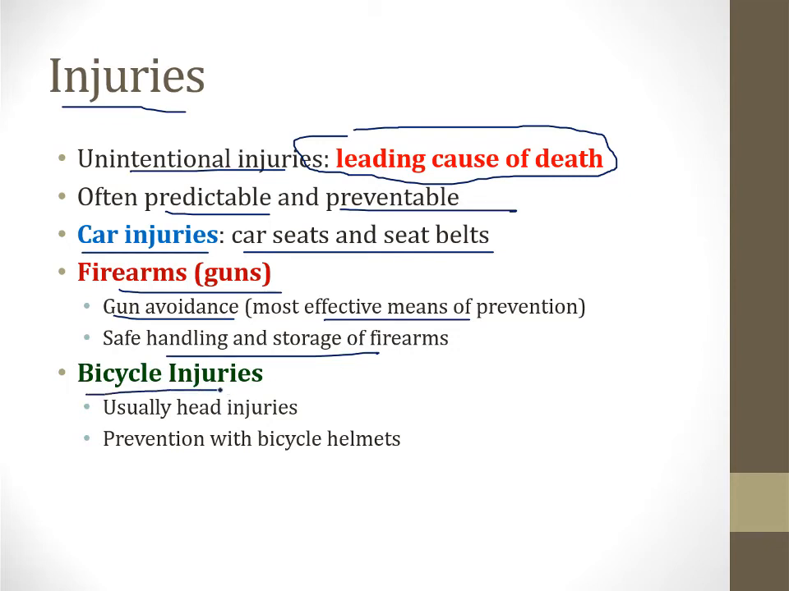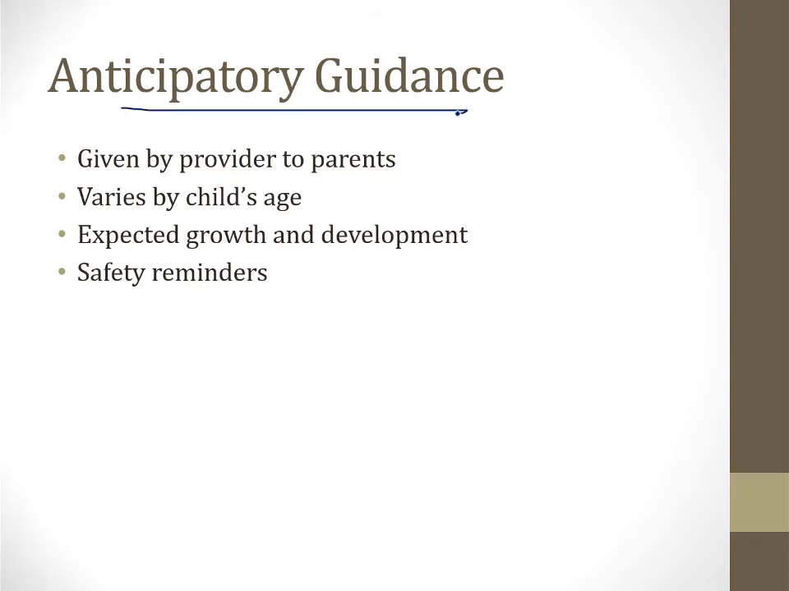And then bicycle injuries are a major source of injuries in children, and many times they are head injuries, which can be serious or life-threatening. So prevention is with bicycle helmets, so pediatricians often discuss bicycle helmets with families. So all of these things, car injuries, firearms, and bicycle injuries, are sources of injuries to children that pediatricians screen for and give counseling for in order to avoid the most common cause of death among children, which is unintentional injuries.